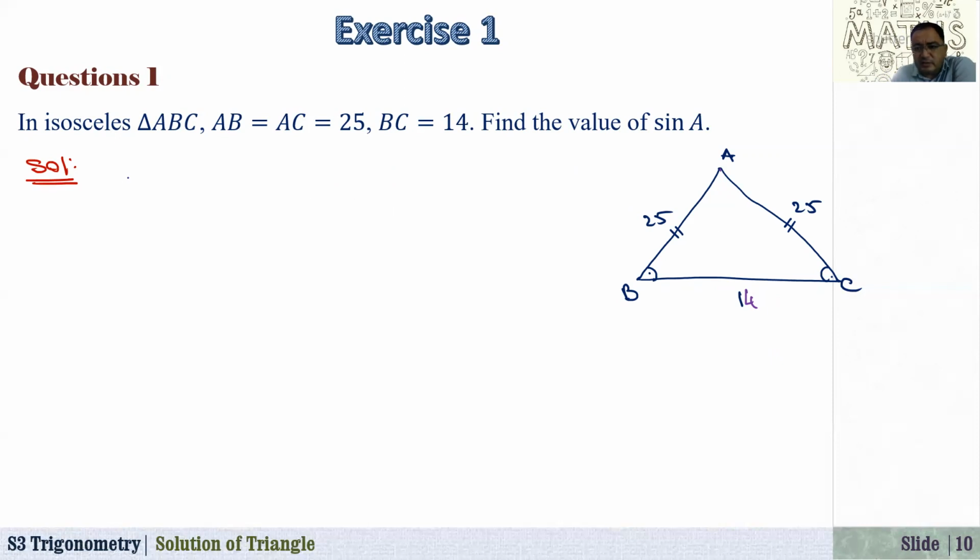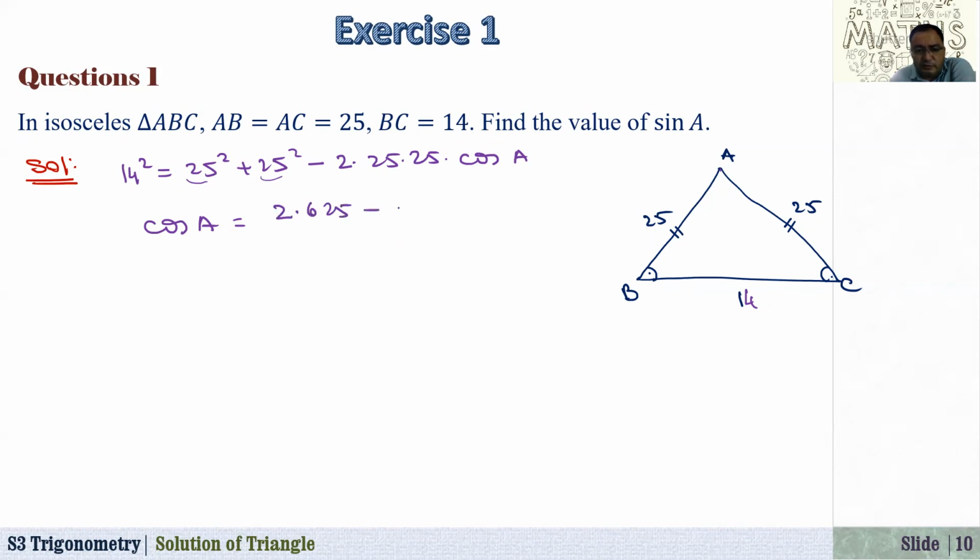So using the cosine theorem, 14 squared is equal to 25 squared plus 25 squared minus 2 times 25 times 25 times cosine of angle A. Now, if you solve this for cosine of A, what is cosine of A? Cosine of A is equal to 2 times 25 squared minus 14 squared, that is 196, over 2 times 25 times 25.